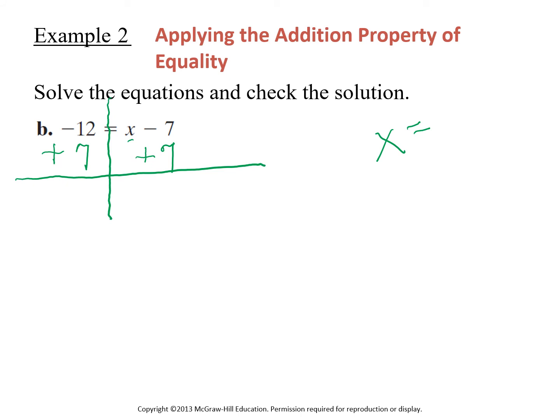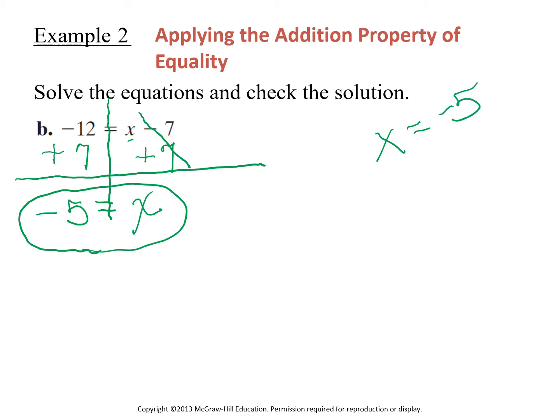-12 plus 7 is -5. On the right side of the equation, my 7's have canceled. So my solution is -5 equals x, or you can say x equals -5, either way. And so now we're going to check this solution.